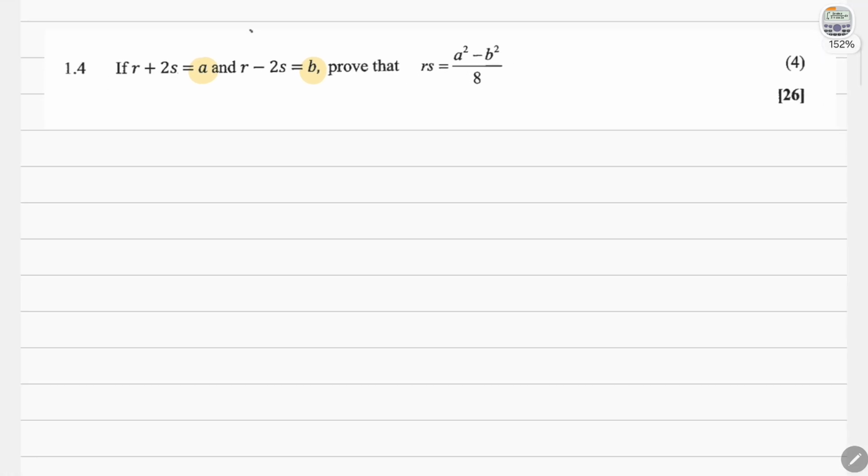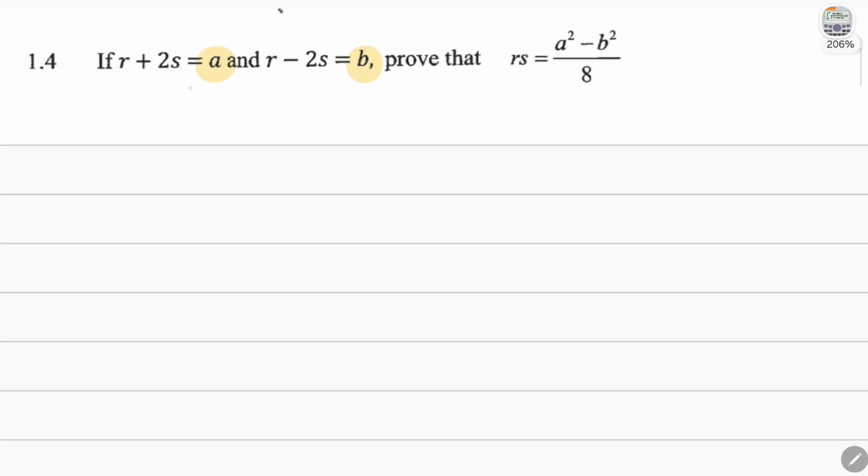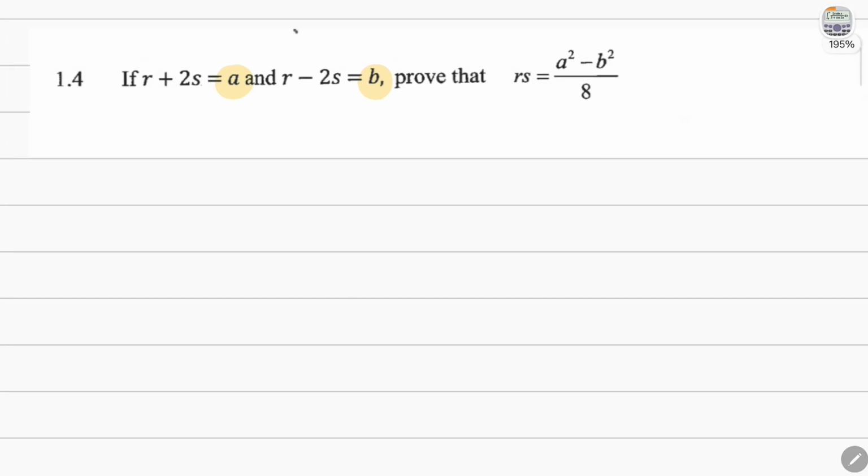Looking at this, I thought, maybe we could just try to make r the subject here and s the subject here. But you see how both equations include r and s. And then this one includes a, and that one includes b. So let's try to look for another way out of this.